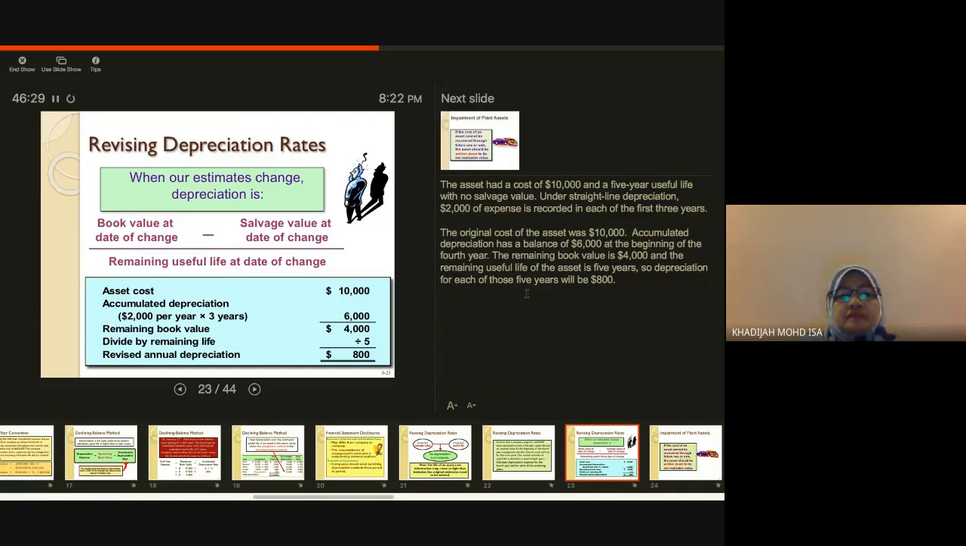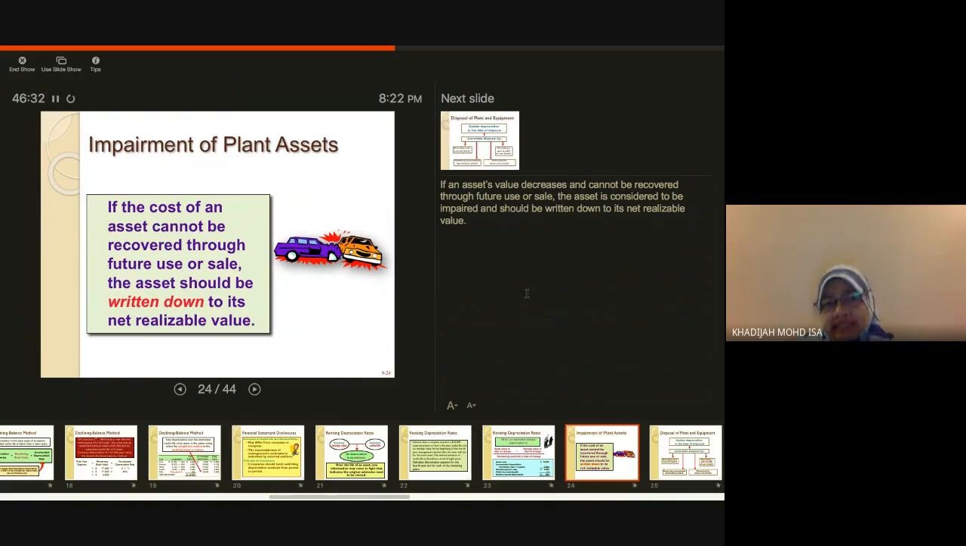Right, impairment of plant asset. Impairment means that if the asset cannot be recovered through future use or sale, the asset should be written down to its net realizable value. So if the value of the asset is no longer as it shows, then you have to provide some kind of write down. We call it written down to its NRV. That's what we call impairment of plant asset.